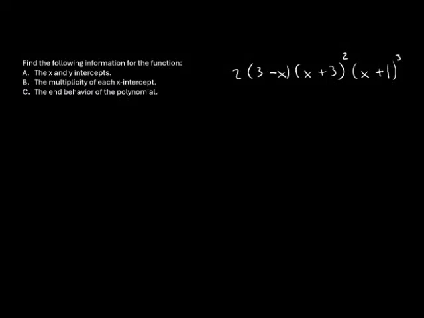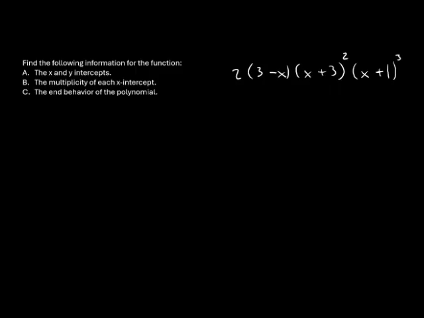Here we'll get some extra practice on graphing polynomial functions. Our polynomial here is 2 times (3 minus x) times (x plus 3) squared times (x minus 1) to the third power. Our job here is to get our x and y intercepts, and this time we'll also look at the multiplicity of each x-intercept, and we'll get the end behavior as well.